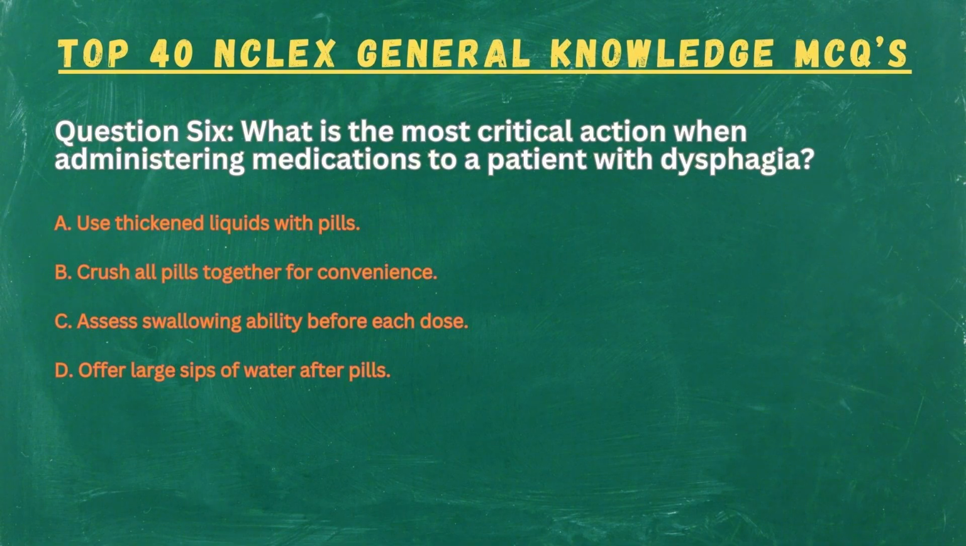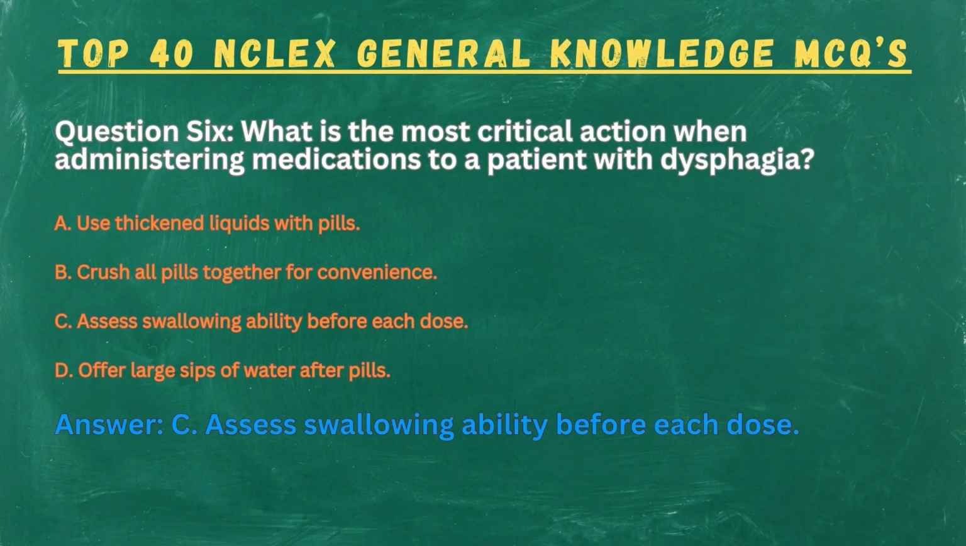Question 6. What is the most critical action when administering medications to a patient with dysphagia? A. Use thickened liquids with pills. B. Crush all pills together for convenience. C. Assess swallowing ability before each dose. D. Offer large sips of water after pills. Answer: C. Assess swallowing ability before each dose.